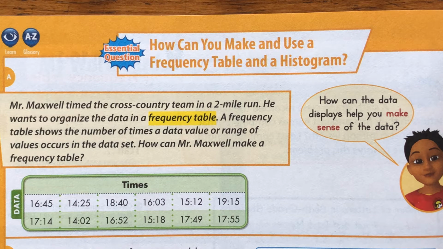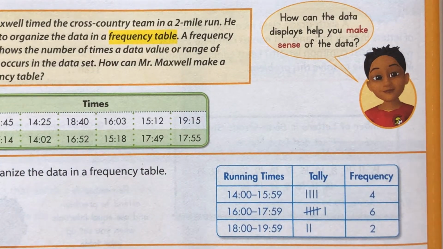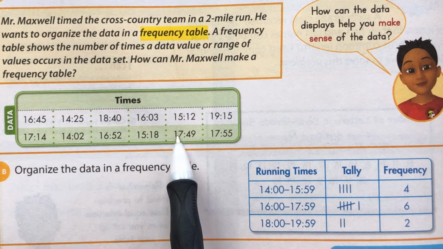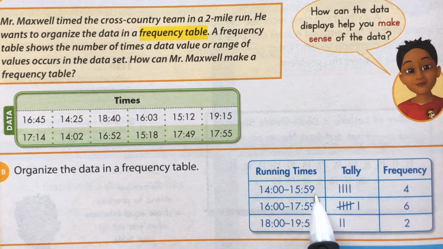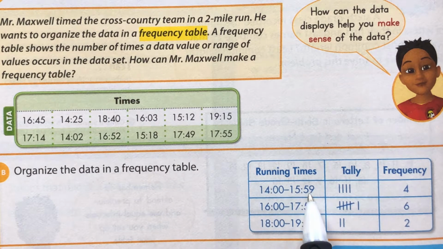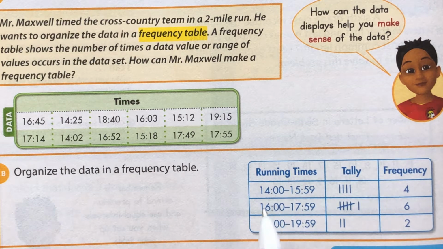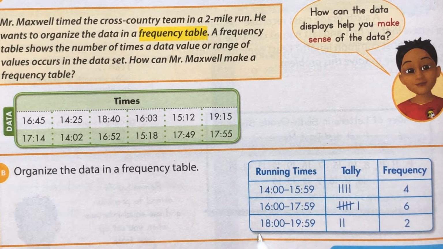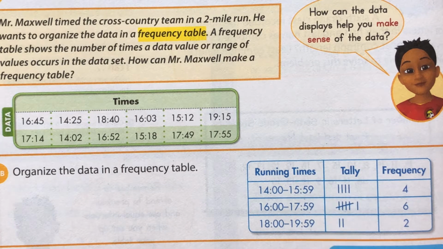Basically, with a frequency table you make intervals. This is an example. These were all the times, kind of confusing. But Mr. Maxwell made intervals. He said anyone from 14 minutes to 15 minutes and 59 seconds, I'll put in this interval. And then he made tallies. Then he did 16 minutes to 17 minutes and 59 seconds, and then 18 minutes to 19 and 59 seconds.